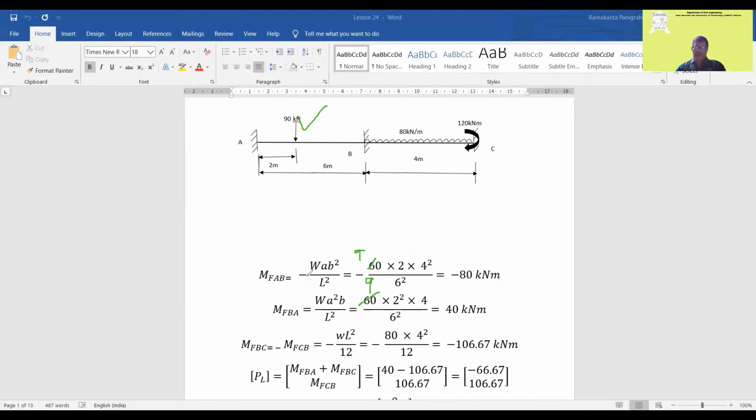Now W a b square by L square, 90 into 2 into 4 square by 6 square, becomes minus 80, and here it will come plus 40, from W a square b by L square. Now if you come to span BC, this is 80 kilonewton per meter. So 80 multiplied by 4 square by 12 is 106.67. Now, what is the joint load here? We have discussed earlier.